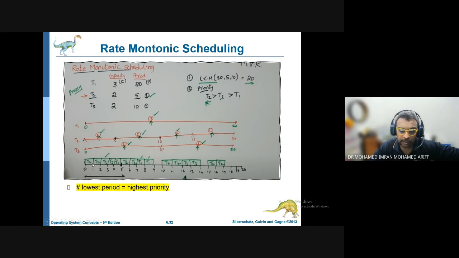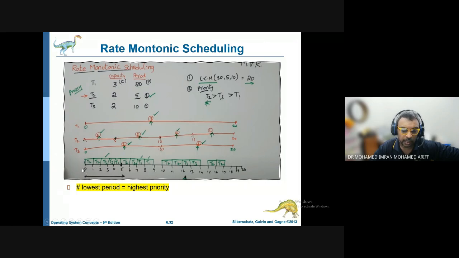Diagram ni a bit tricky, ya. So, priority dia ialah T2, T3 dan T1. Whatever it is, T2 must run first because it has a small period number. When the period is small, the number is small, then it has the highest priority. So, T2 and then T3, then T1.